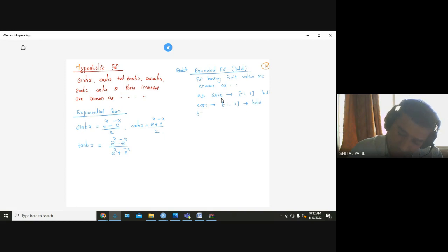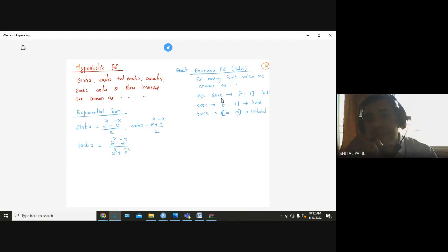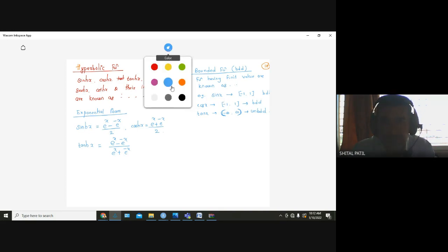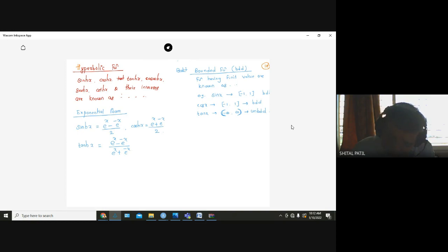What about tan x? What are the possible values? What is tan of pi by 2? Infinity. What is tan of minus pi by 2? Minus infinity. So it should be an open bracket, so it is an unbounded function. Is everyone getting what bounded and unbounded are? In the case of circular functions, sin x and cos x are bounded functions, whereas tan x is unbounded. We want to study the same thing for the hyperbolic functions.